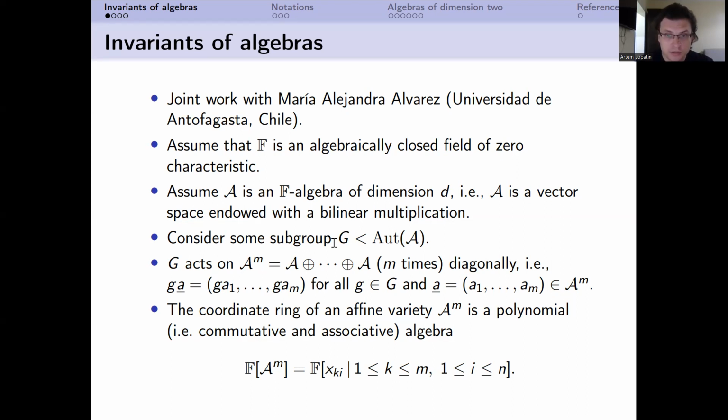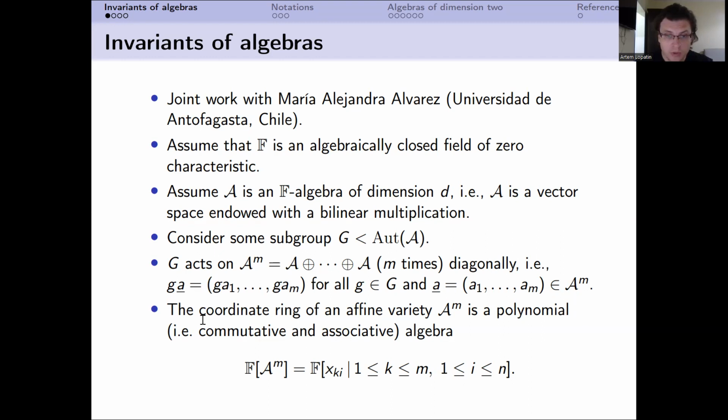We may consider some subgroup or group of automorphisms of this algebra. Of course, the action of a group over the algebra induces an action on the direct sum of several copies of this algebra as follows. Here we have A plus A, m times. So we have a direct sum, and G acts on each component of this sum by one and the same element g. The explicit formula is written here. We have g acting on the first component, second component, and last component. This action is called diagonal.